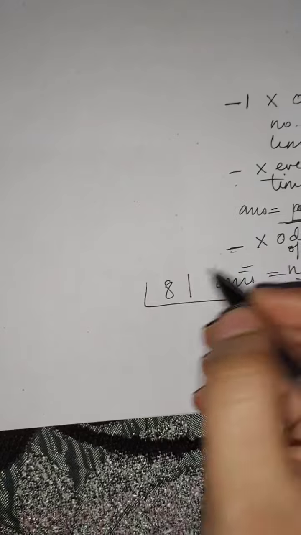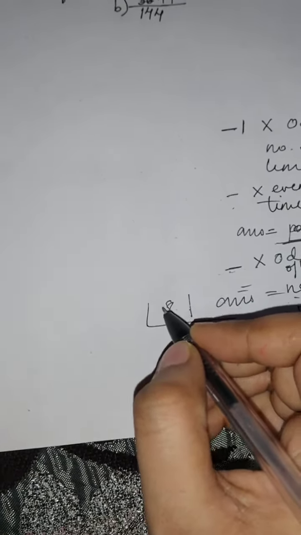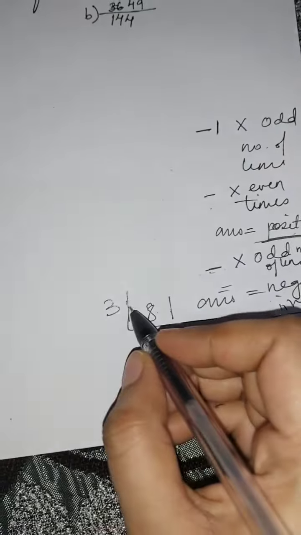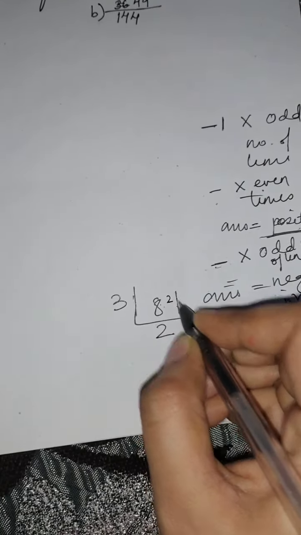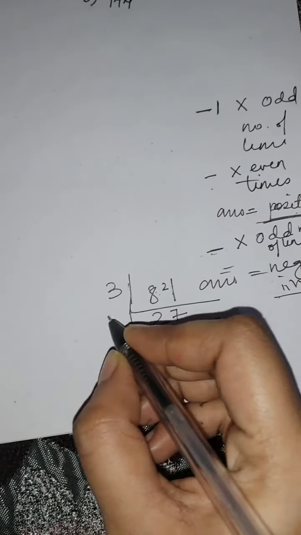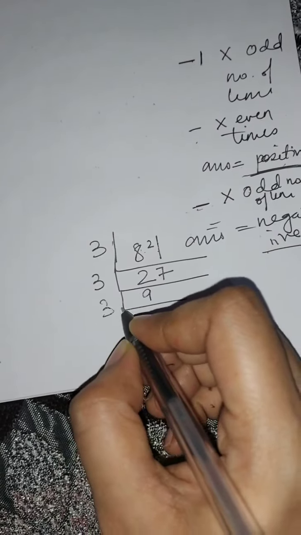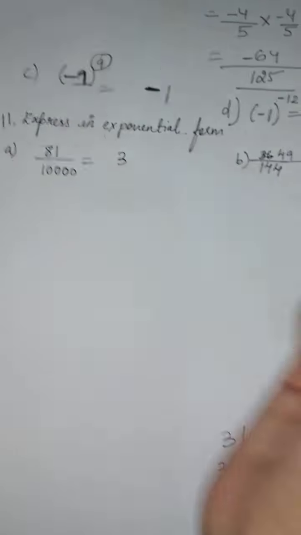Okay, we know 81 either goes in 3's table or 9's table. So whenever you are finding the factors of it, we always take the smaller number. So we'll start with number 3. Okay, 8 will go how many times? Twice. What will be the remainder? 2. 21 will go how many times? 7 times. 27 will go again in 3's table how many times? 9. And 9 again in 3's table, that is 3 times. So we got that 81 can be expressed in this form.